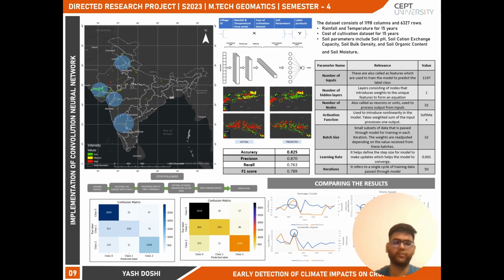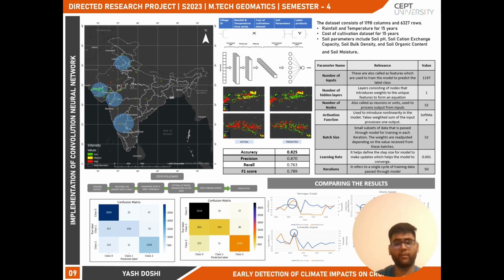A simple convolution neural network was implemented on the dataset, which consists of around 1200 columns and 6000 rows, which has rainfall and temperature for 15 years, cost of cultivation dataset for 15 years, soil parameters like soil pH value, soil cation exchange capacity, rock density, soil organic content, as well as soil moisture. This is the model architecture.